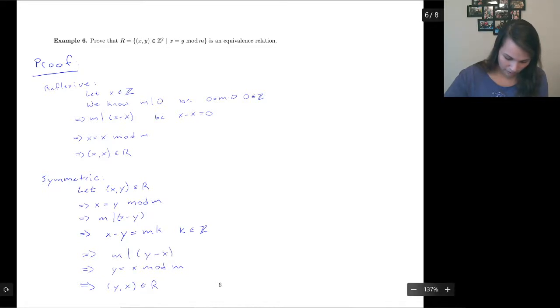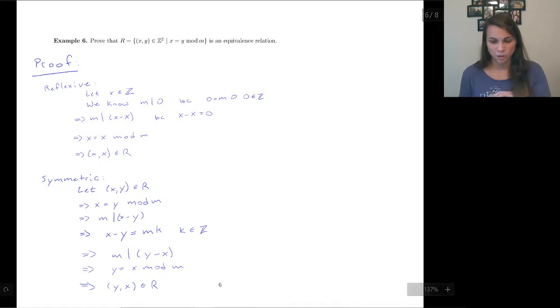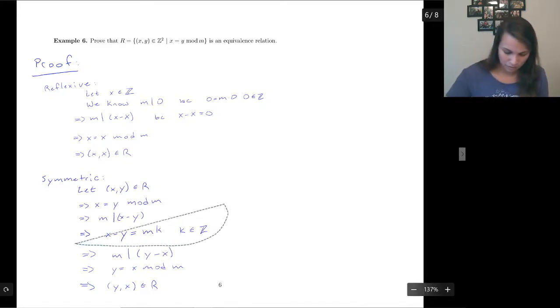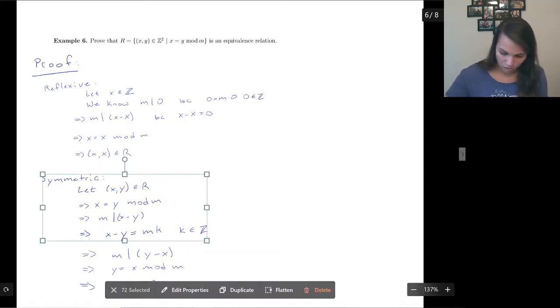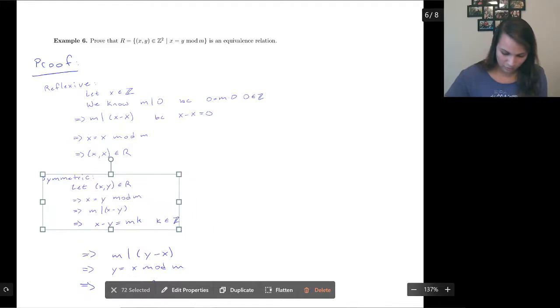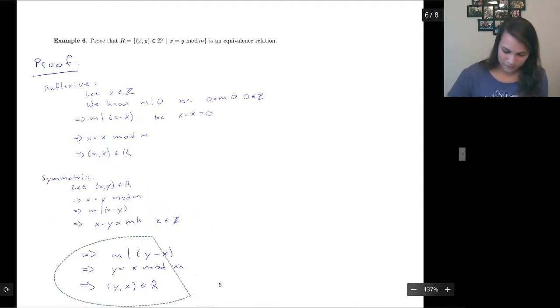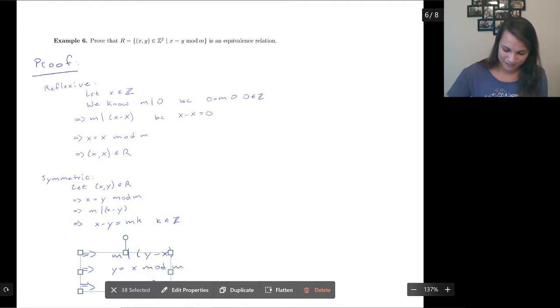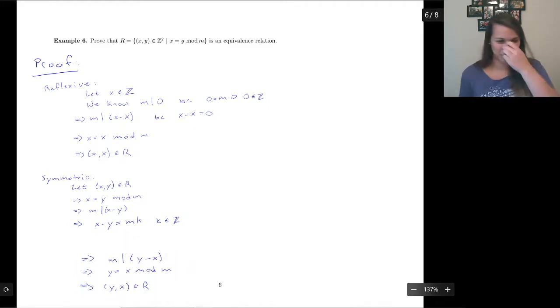y minus x. So do you notice how I keep doing this work backwards thing to figure out where my proofs are supposed to meet? It's totally legal, totally advised. But if someone were to read my proof, they would never know because it is organized so that it doesn't look like I worked backwards.